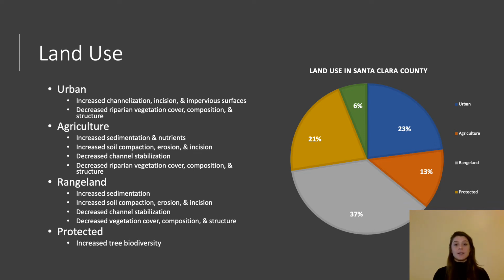Lastly, since protected riparian ecosystems are protected for conservation purposes and have higher biodiversity than urban, agricultural, and rangeland ecosystems, riparian ecosystems classified as protected may serve as the best land use type for reference ecosystems.